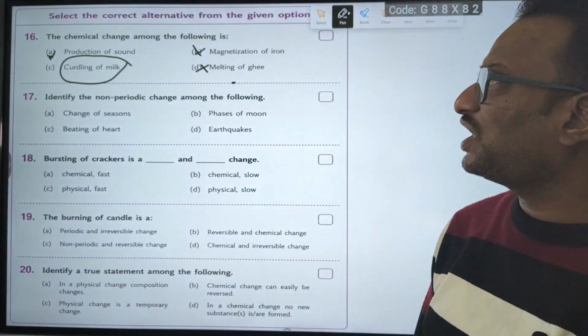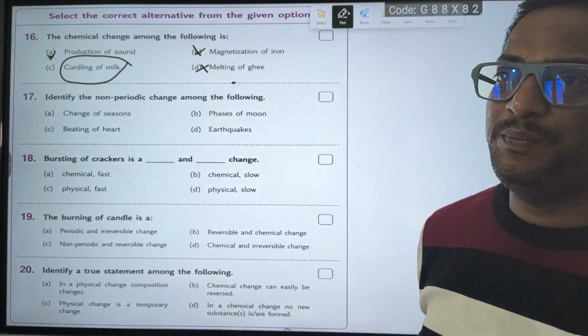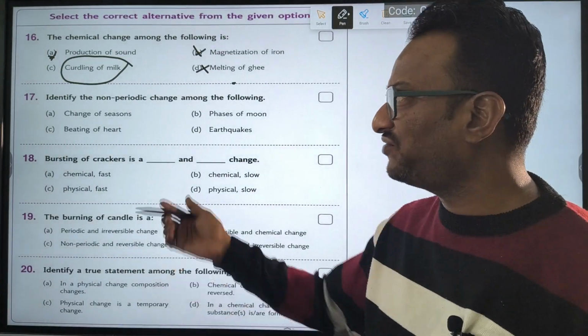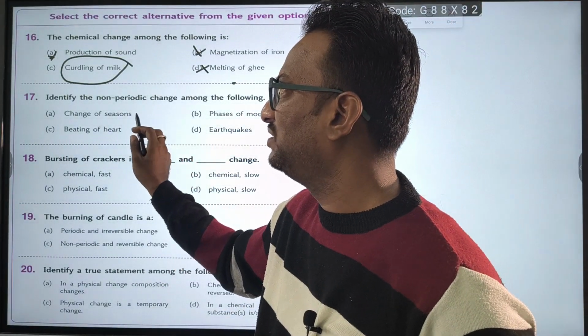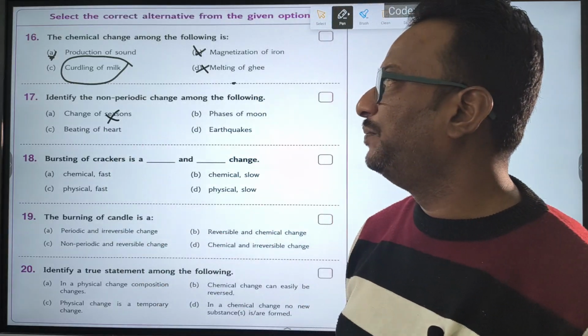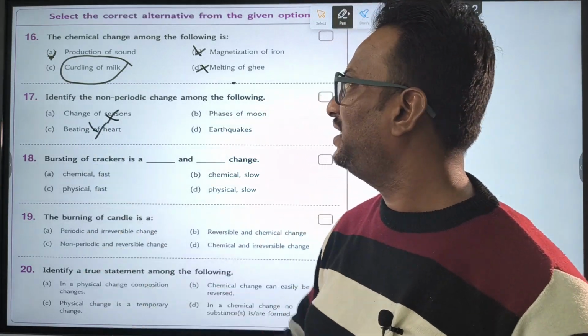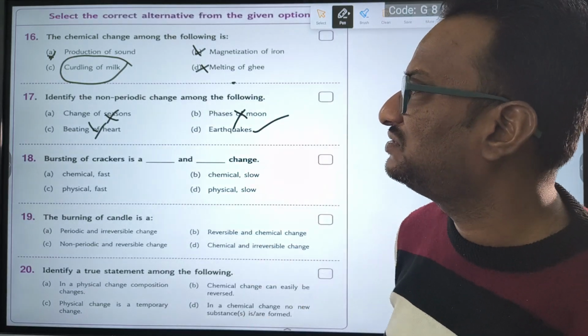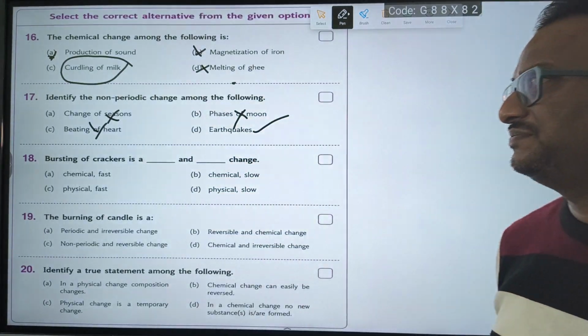Right. Identify the non-periodic change among the following. Non-periodic in the sense it should not happen regularly. Change of season will happen regularly, so this is not the right option. Beating of heart regularly. Phases of moon regularly. The answer, the non-periodic one, is earthquake.